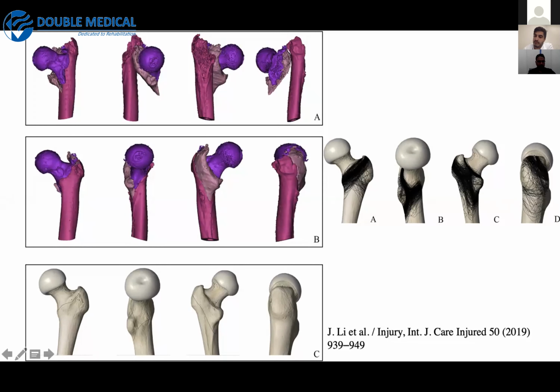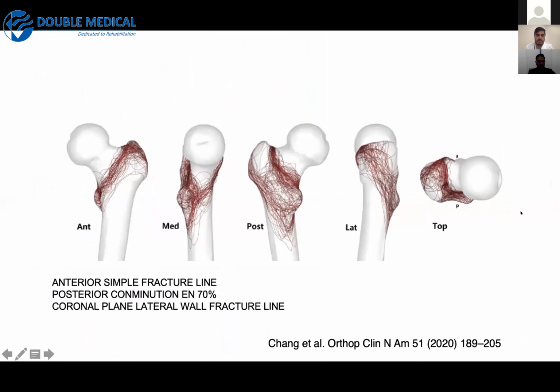In the lateral view, you can see most of the fractures have a coronal line of fracture. Dr. Chang explained this problem to us, and he said that we always have an anterior simple fracture line, also a comminution in the posterior portion, around 70%, and we also have this coronal plane lateral wall fracture line.